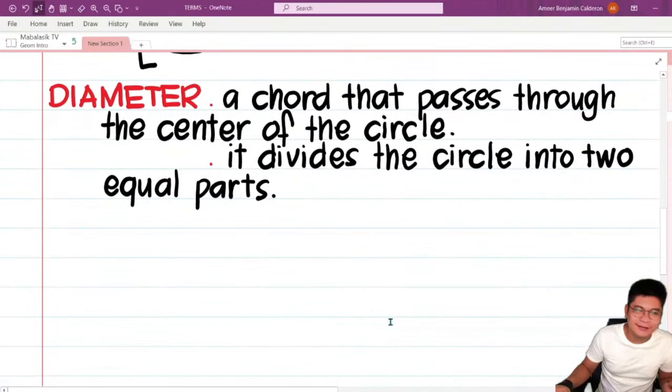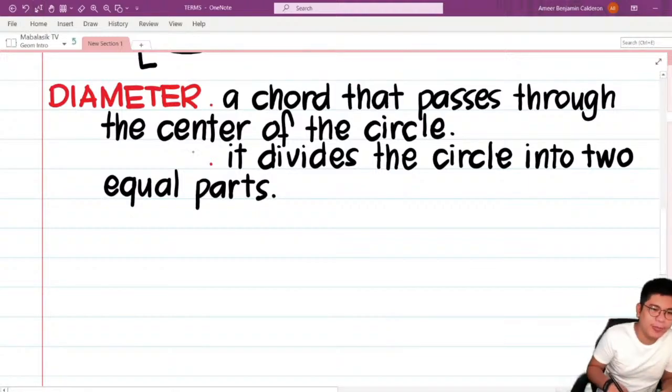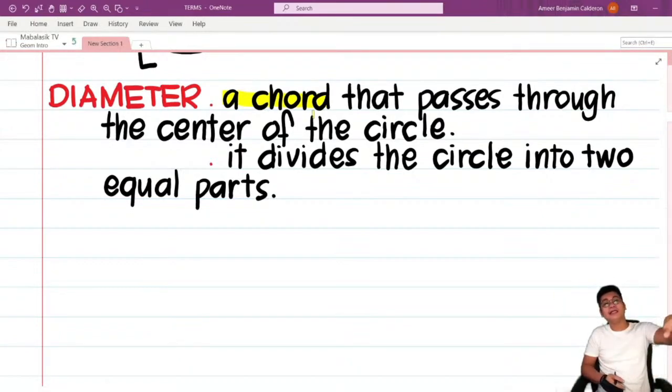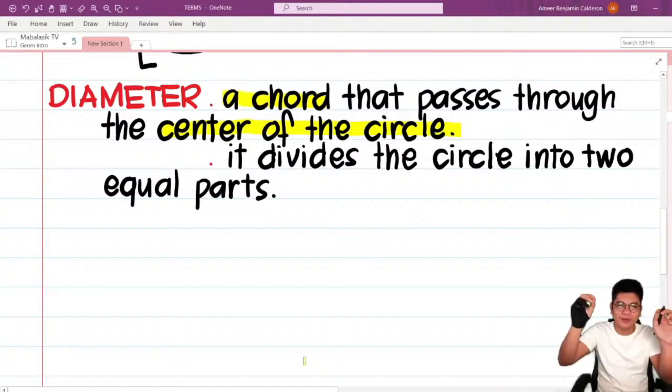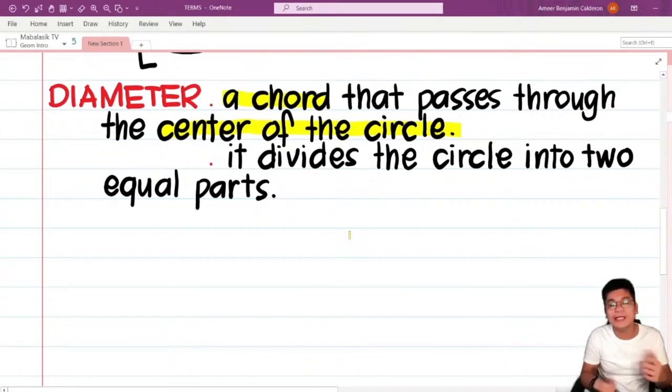Now, next is a diameter. A diameter is a chord. Guys, a diameter is a chord. Therefore, all the characteristics of a chord are present in a diameter. Ano ba yung characteristics ng chord? It is a segment and its endpoints are points on the circle. But what is the special characteristic of a diameter? It is a chord that passes through the center of the circle. Ibig sabihin, yung endpoints niya nasa mismong circle, tapos dumaan siya sa center. Also, it divides the circle into 2 equal parts.